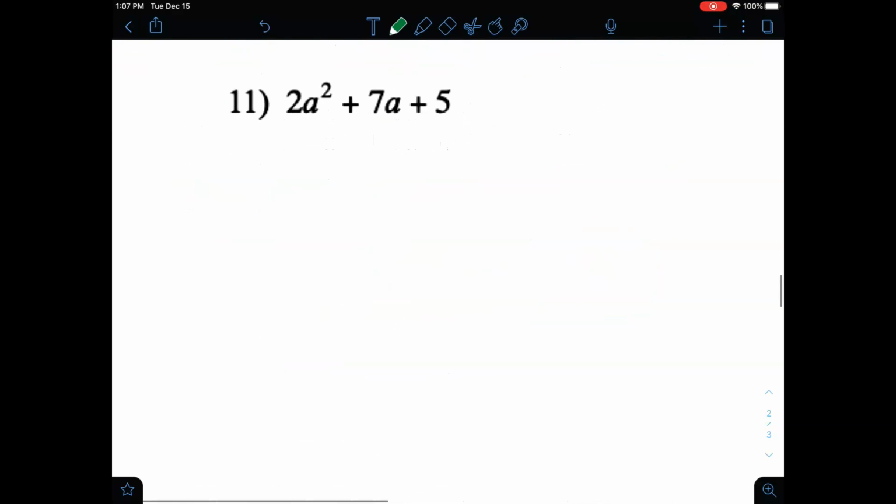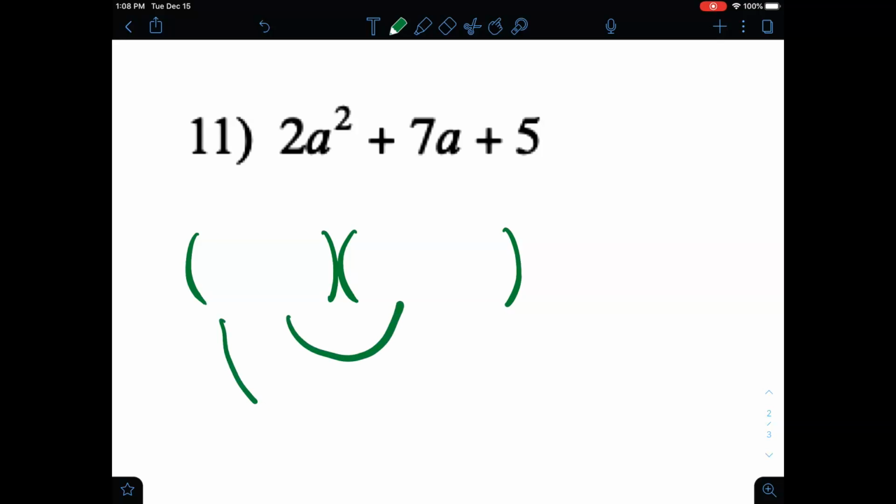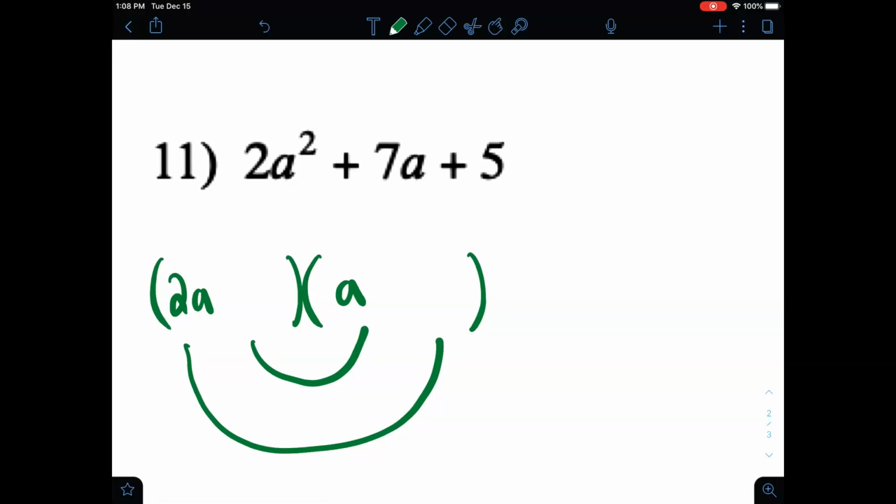All right, getting a little bit trickier now. Now we have 2a squared plus 7a plus 5, and the first term is not just a squared. It's 2a squared. So we need factors of 2a squared. What multiplies to 2a squared? That's going to be 2a times a. Now we need factors of positive 5. Well, that's a good one. That's only going to be 1 times positive 5, right?